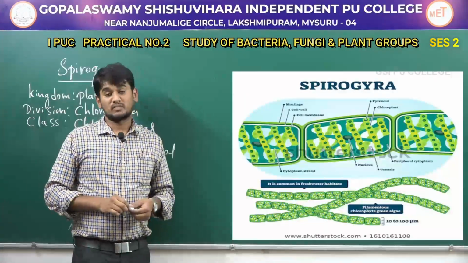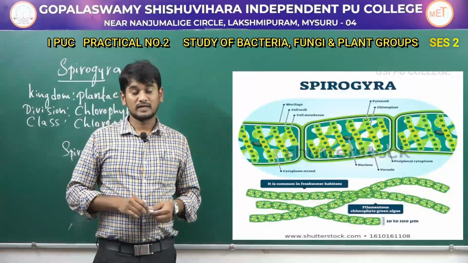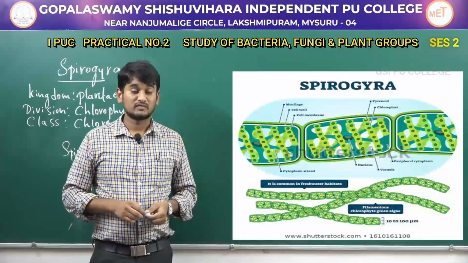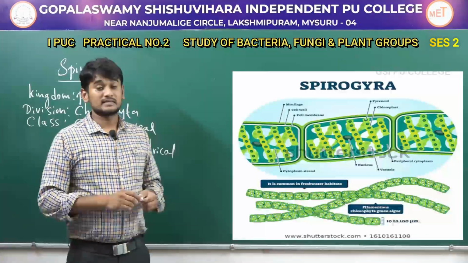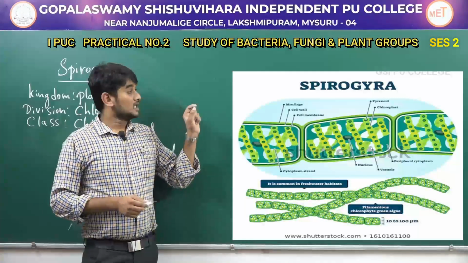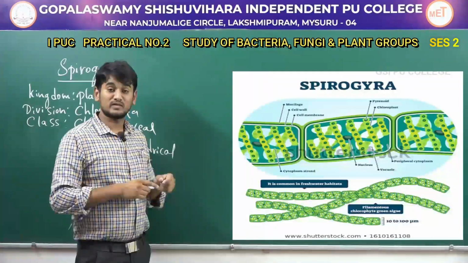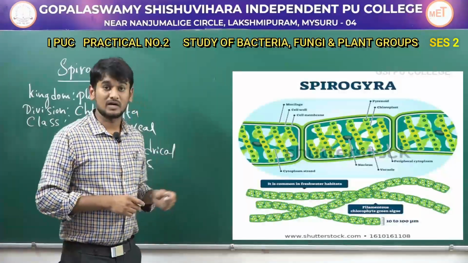Spirogyra comes under kingdom Plantae, division Chlorophyta, class Chlorophyceae. It is a green alga, unbranched and filamentous and slimy, found in stagnant water, and the cells are cylindrical, arranged one above another, with spirally arranged chloroplast. In between the chloroplast, there is a spherical protein structure that is called pyrenoids.